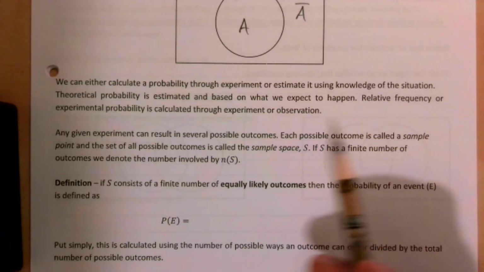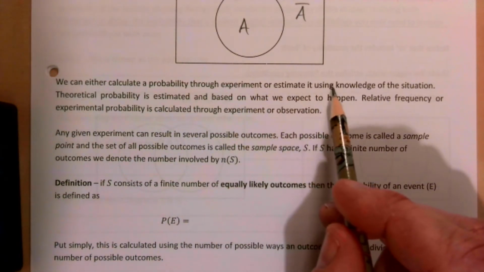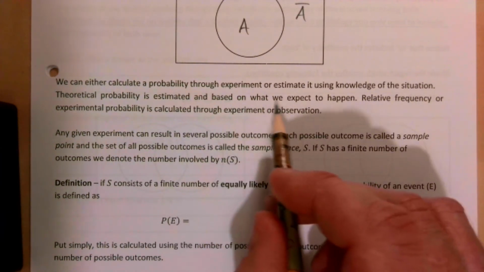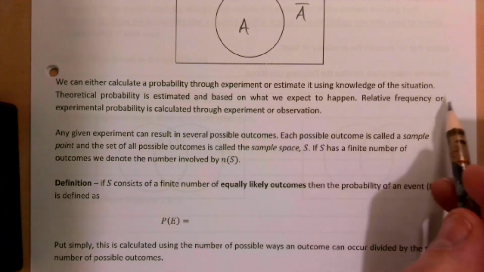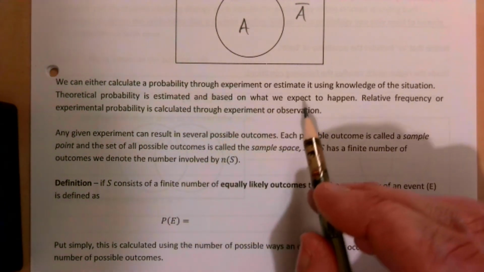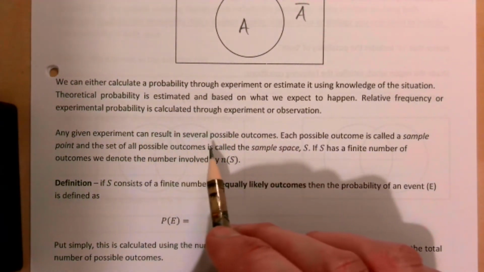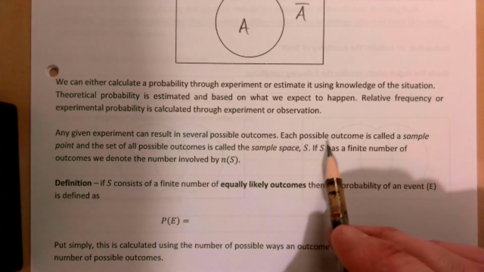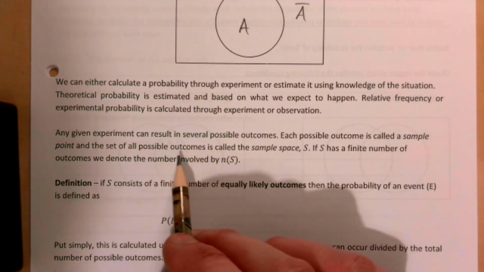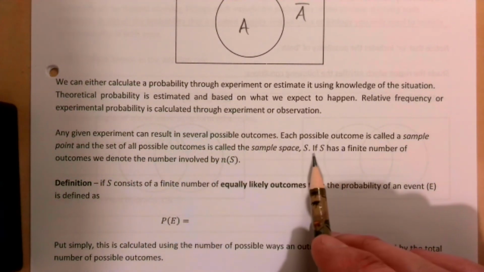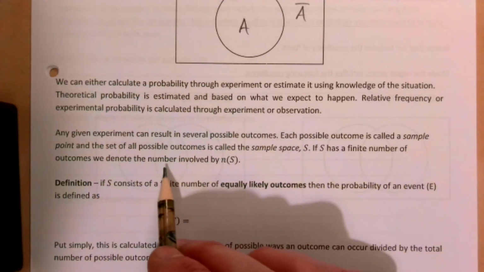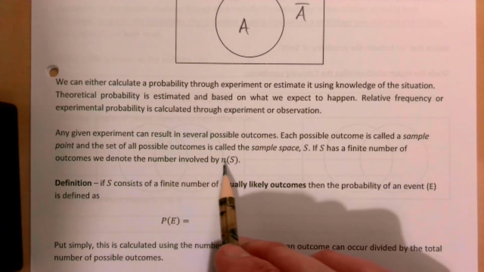We can either calculate a probability through experiment or estimate it using knowledge of the situation. Theoretical probability is estimated and based on what we expect to happen. Relative frequency or experimental probability is calculated through experiment or observation. Any given experiment can result in several possible outcomes. Each possible outcome is called a sample point, and the set of all possible outcomes is called the sample space S. If S has a finite number of outcomes, we denote the number involved by n of S.